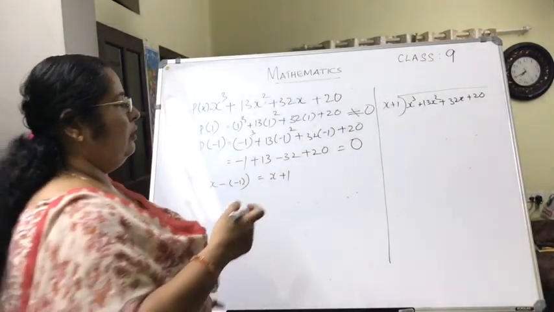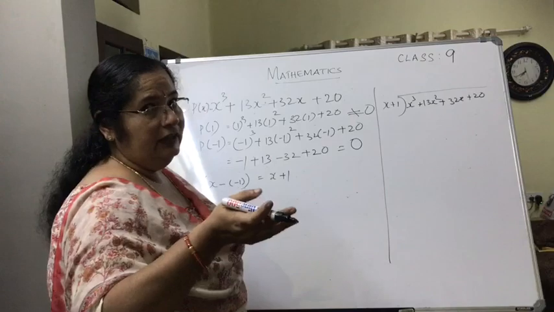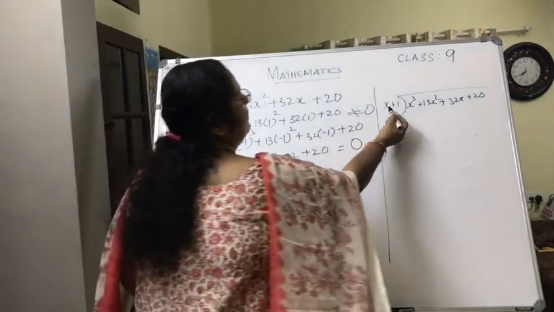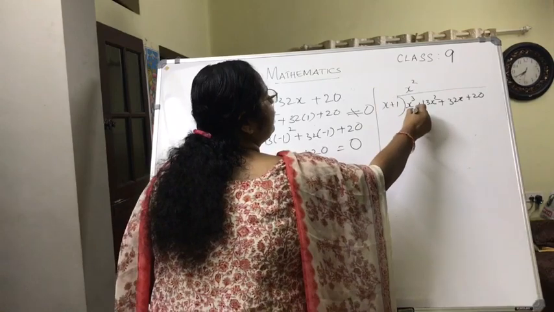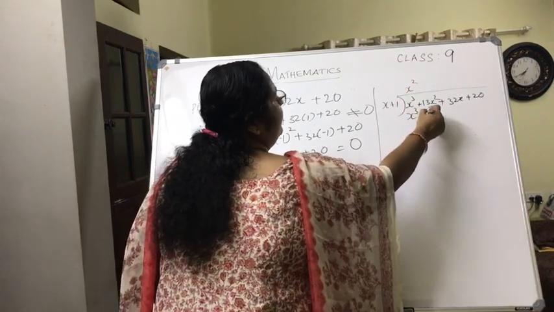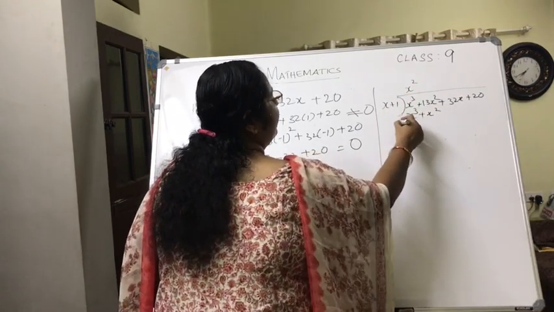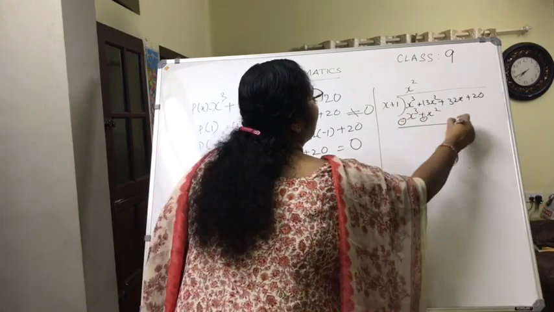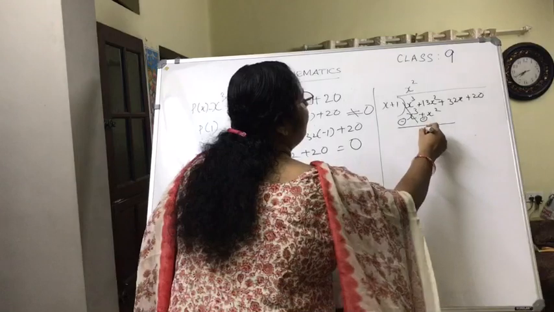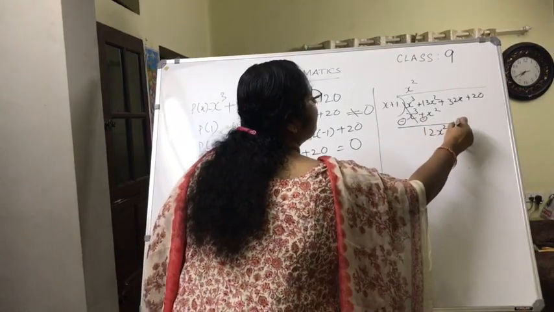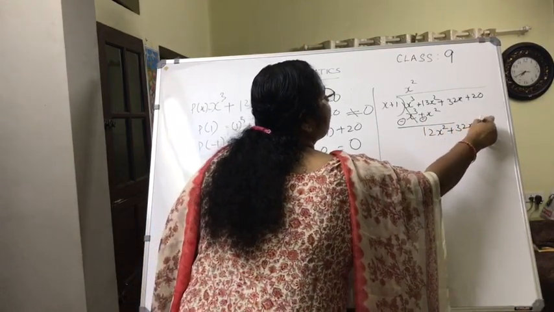Now do the long division method. I am not going to explain further because already we have done this. First term will be x square. X square into x will be x cube. X square into 1 will be x square. Change the sign. Subtract. This gets cancelled. What remains? 13 minus 1, 12x square plus 32x plus 20.